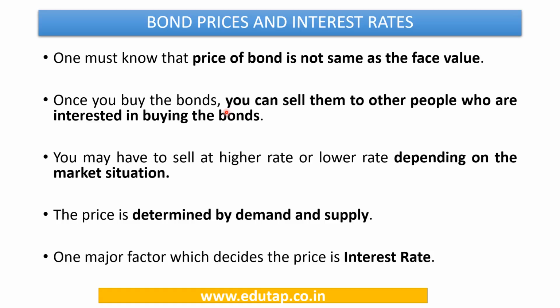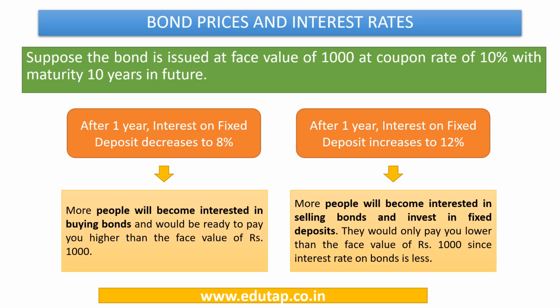Now this price is determined by demand and supply, and one major factor which is going to influence this is interest rates. So now let us understand how interest rates and bond prices are intertwined with each other. Let us understand this through an example. Suppose there is a bond which is issued at a face value of 1000 at a coupon rate of 10% with a maturity of 10 years in future. So the face value is 1000, the coupon rate or the interest which is going to be paid on this bond is 10%, and the maturity or the tenure of this bond is 10 years.